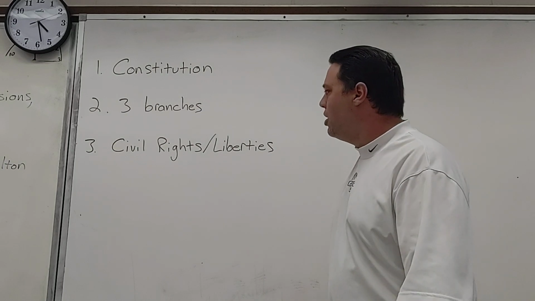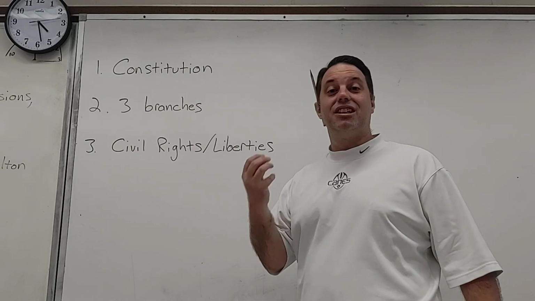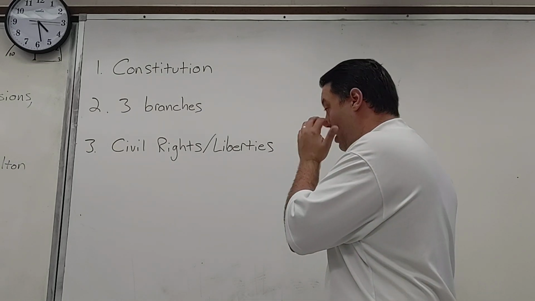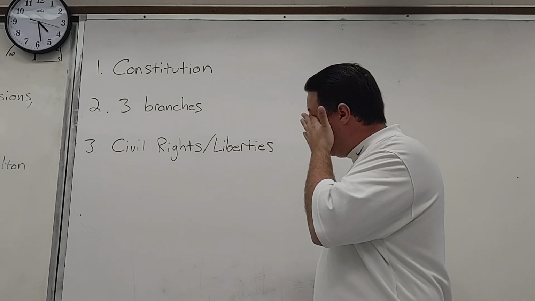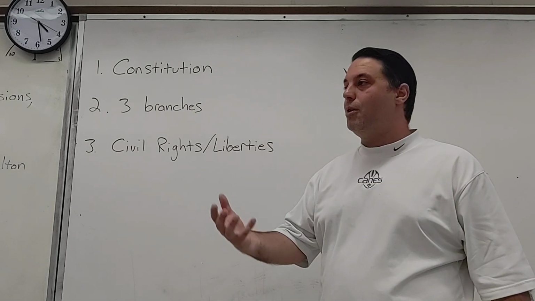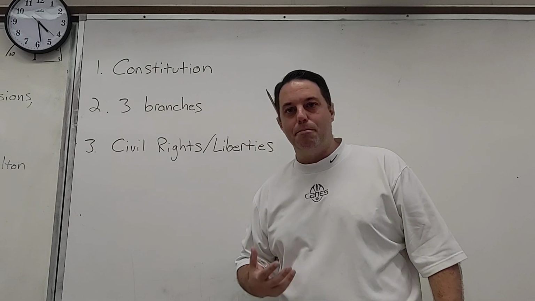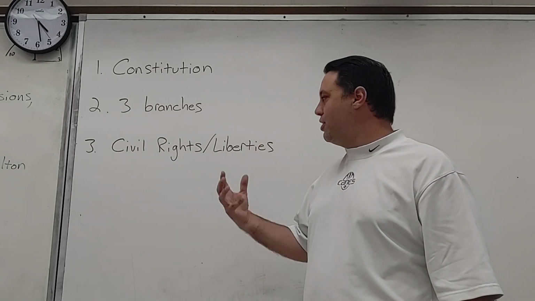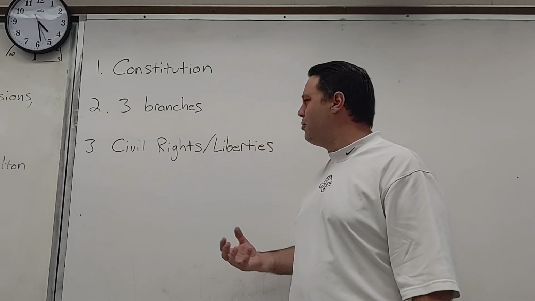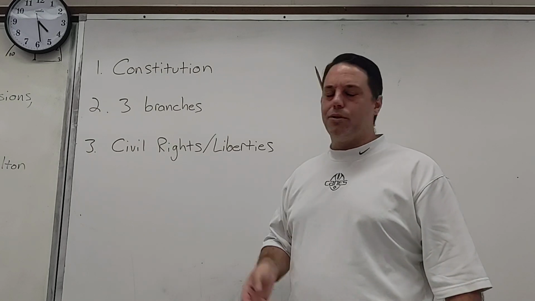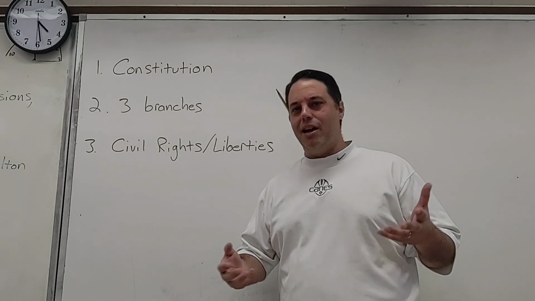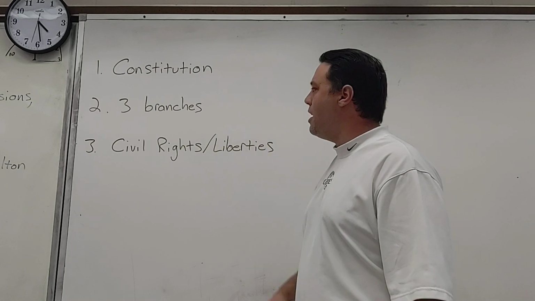And then lastly, civil rights and civil liberties. This is the last stuff that we focused on at the very end of the course. These were the things that we talked about, the 5 freedoms in the First Amendment, and all of the things that were included, not only in the Bill of Rights, but the different amendments and how that pertained to individual rights and liberties. So these are the three areas of focus.